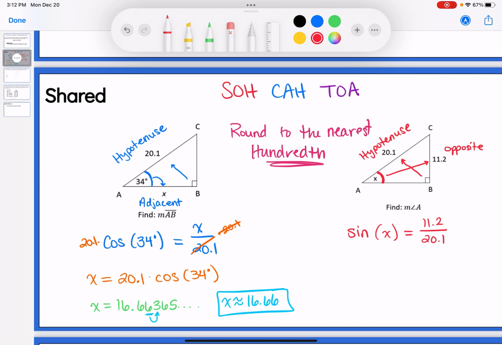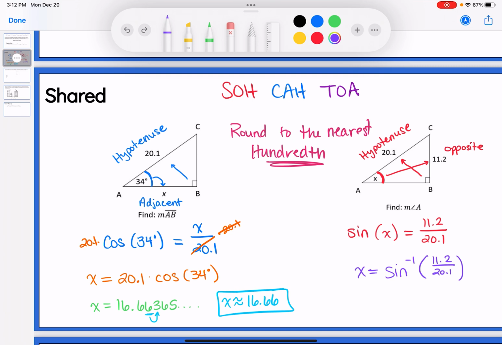I need to do the inverse of the sine operation, which we don't really know what that is, but the inverse is always represented by this negative 1 exponent, right? So I want to do the inverse sine of the fraction 11.2 over 20.1. So this is something very different. We haven't done this before, right? I want to undo the sine function, so I want to do the inverse. And I need to do the inverse of the other side in order to have x by itself, right? Whatever I do to the left, I have to do to the right. So I need to do the inverse sine function of 11.2 divided by 20.1.